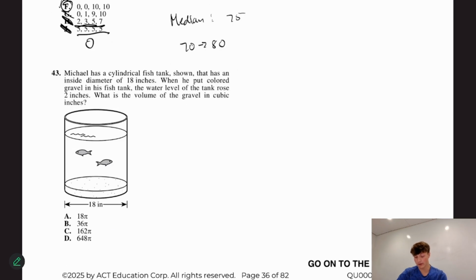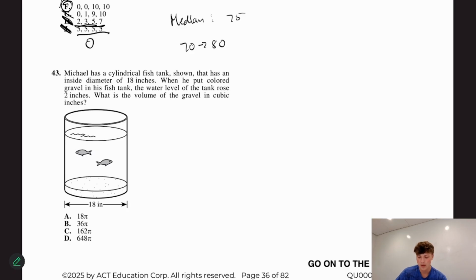Okay, next one, 43. Michael has a cylindrical fish tank shown that has an inside diameter of 18 inches. When he put colored gravel in his fish tank, the water level of the tank rose 2 inches. What is the volume of the gravel in cubic inches? Okay, so we're looking for the volume of the gravel. We know that the diameter of this tank is 18 inches. It shows us that. And we know that when he puts gravel in, the water level rises by 2 inches.